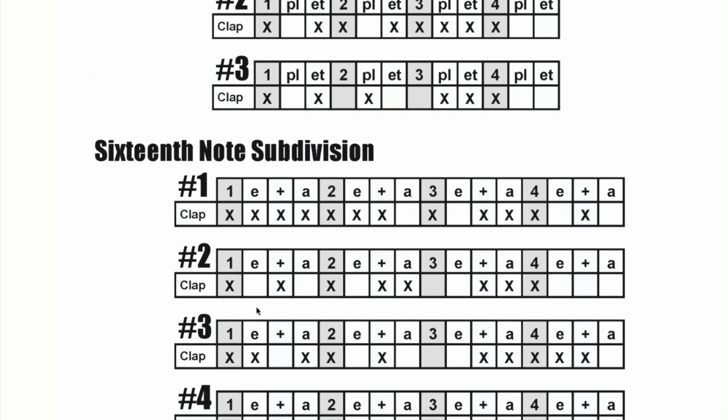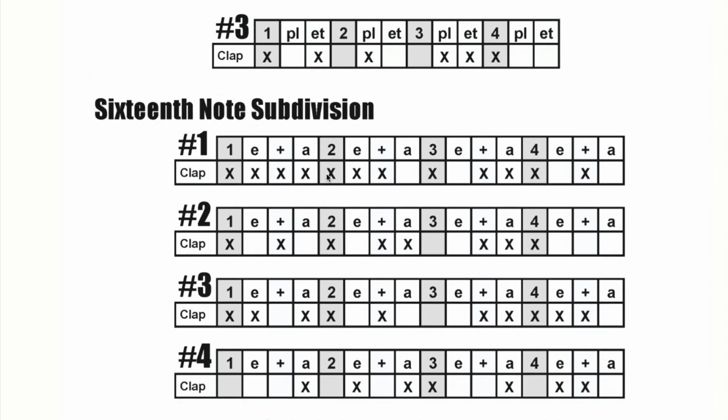And then for the 16th note subdivision, 1 E and a 2 E and a 3 E and a 4 E and a. And what I like to tell my students for 16th note and 8th note triplet is you want to put some separation in between the syllables, and that adds a little more punch to them. So 1 E and a 2 E and a. It just makes you a little more accurate.